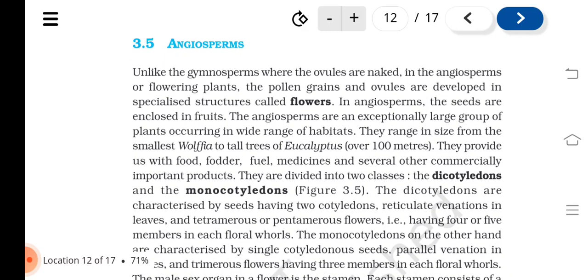Angiosperms. Unlike the gymnosperms where the ovules are naked, in the angiosperms or flowering plants, the pollen grains and ovules are developed in specialized structures called flowers. In angiosperms, the seeds are enclosed in fruits. The angiosperms are an exceptionally large group of plants occurring in a wide range of habitats. They range in size from the smallest Wolffia to the tall trees of Eucalyptus over 100 meters.